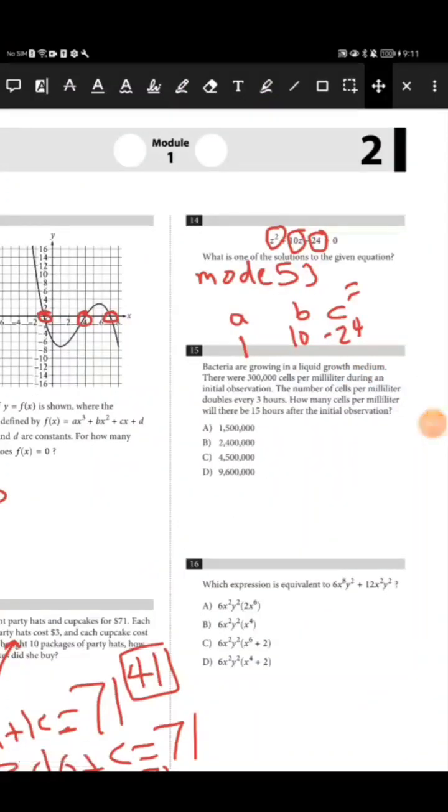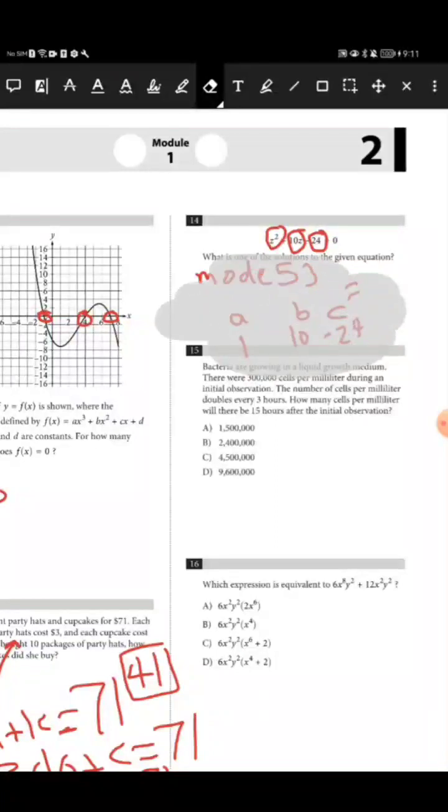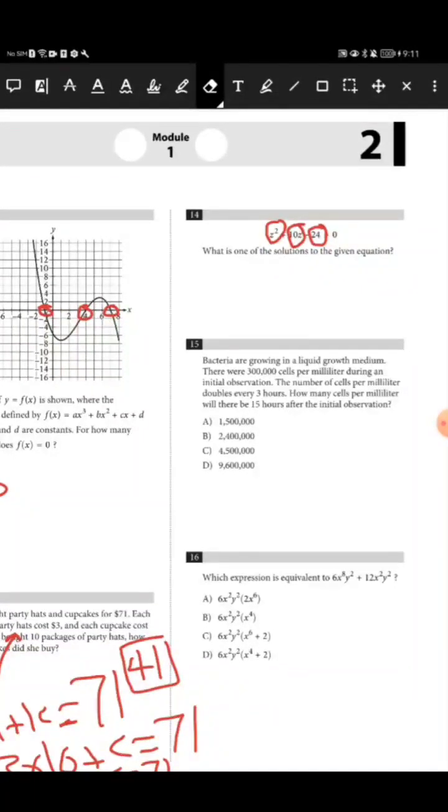So what if we want to solve it in a different way? So this is the calculator method. Now we're going to use the other method. Okay. Question number 14. So here we can use the two values that multiply to negative 24 and add to 10, which are 12 and negative 2. So how did I find that?